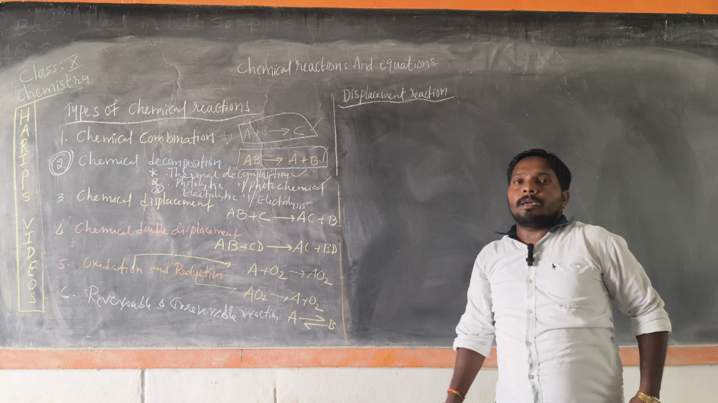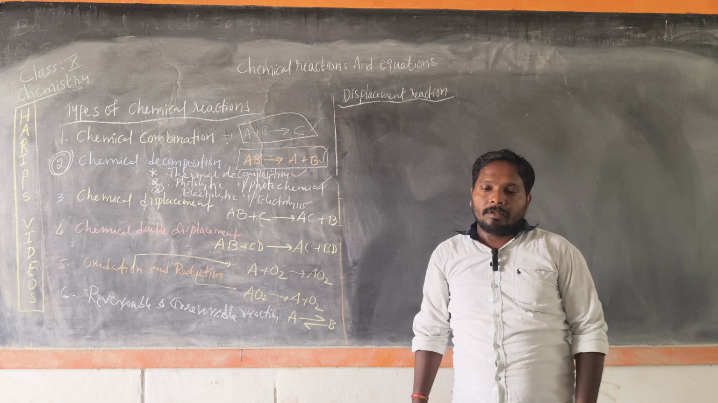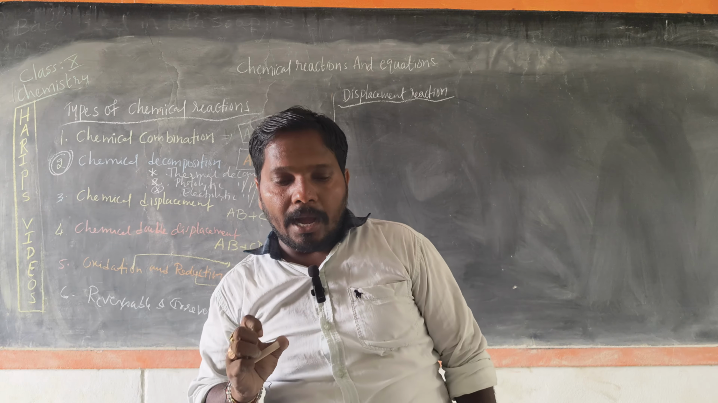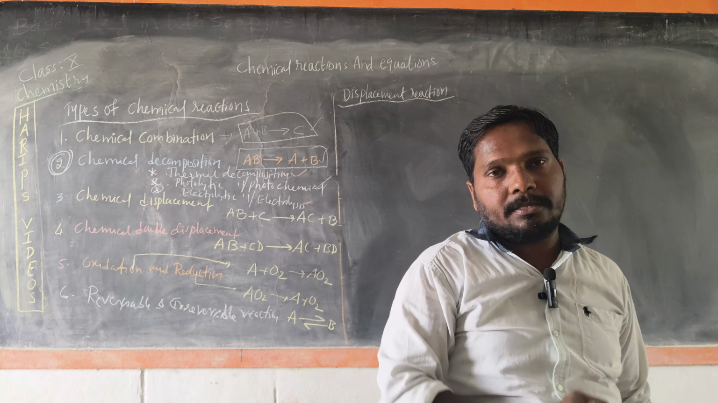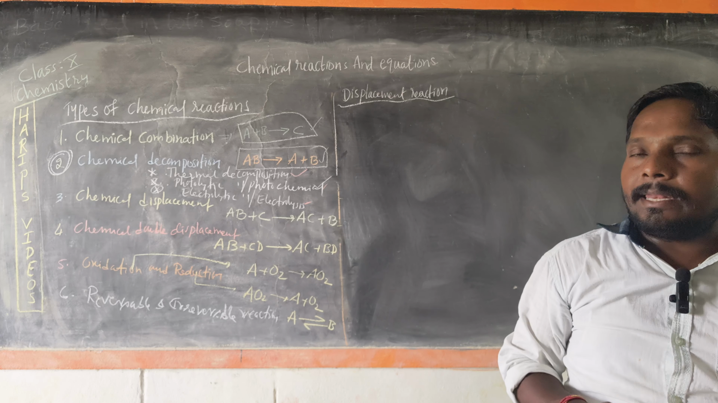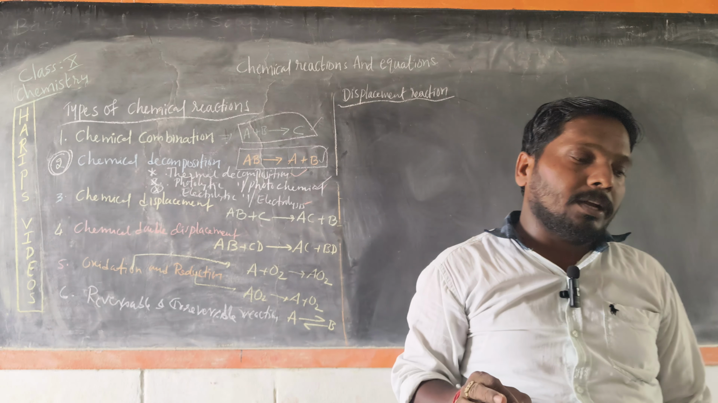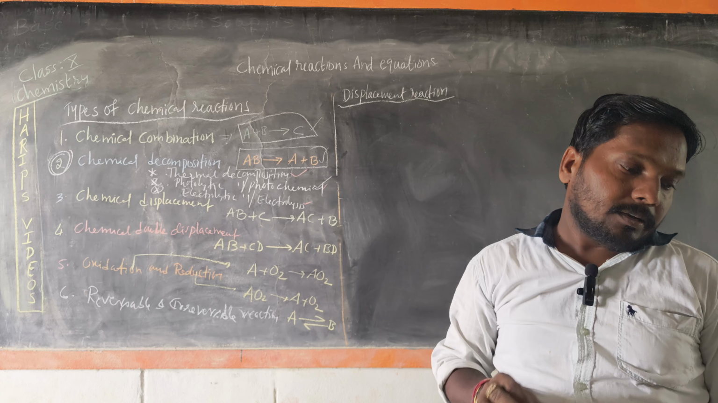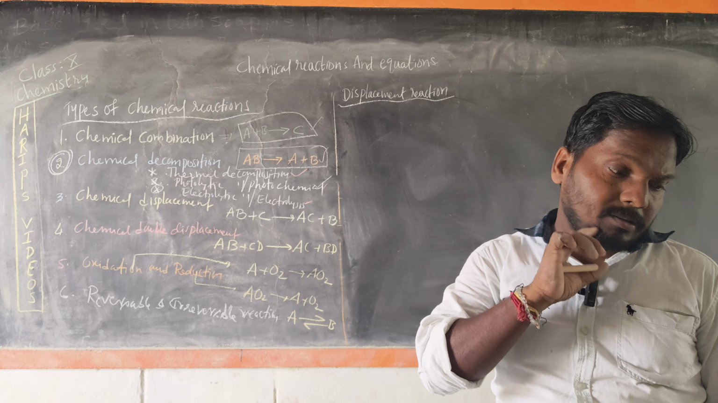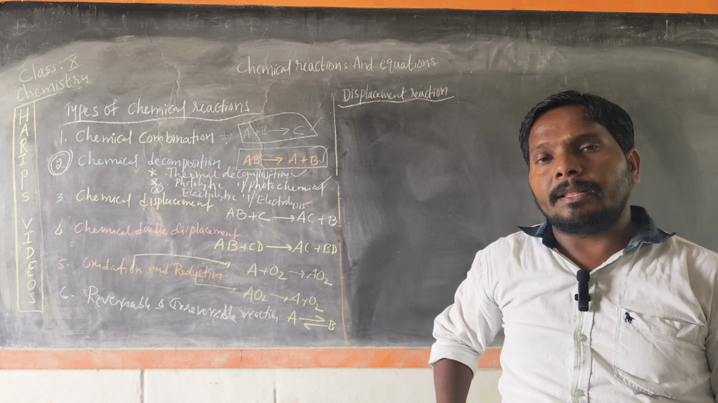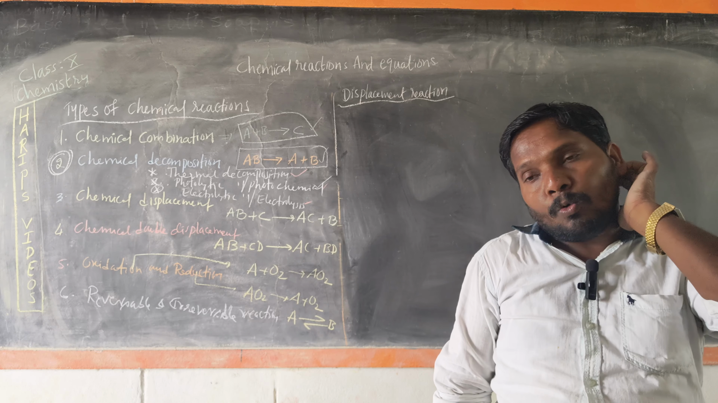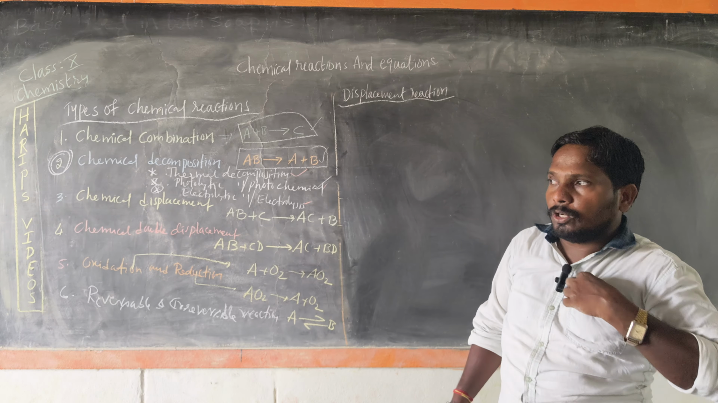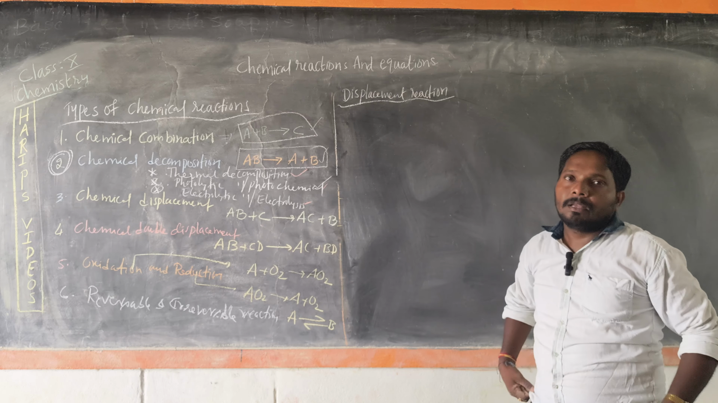So, in chemical combination, two or more substances are combined and form only one new substance. Whereas, in case of decomposition reaction, only one substance dissociates into two or more substances.